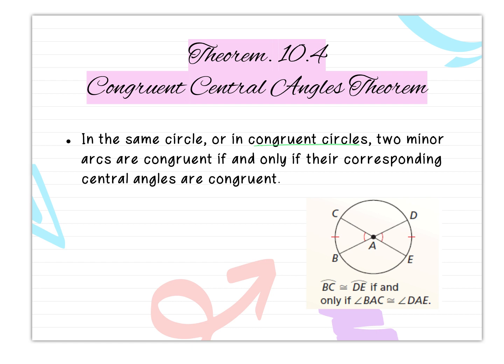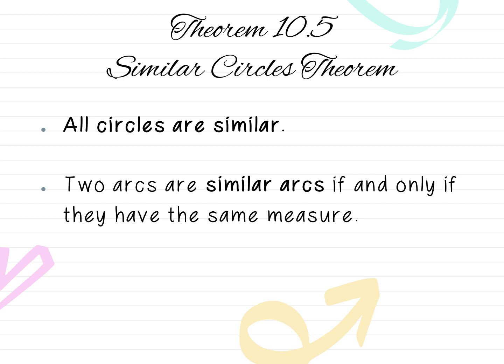So what we're saying is that arc BC will only be equal to arc DE if this central angle here is the same as this one, and vice versa, right? These two angles are only going to be equal if their arcs are equal, okay? So let's try to do some problems with all these theorems to practice it. Let me go back to this one last slide.